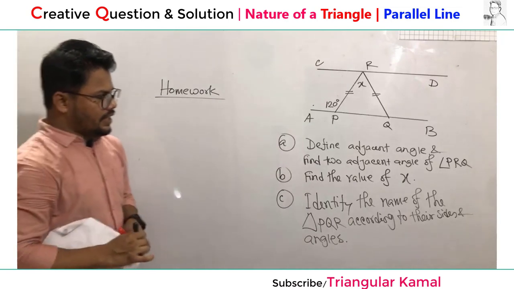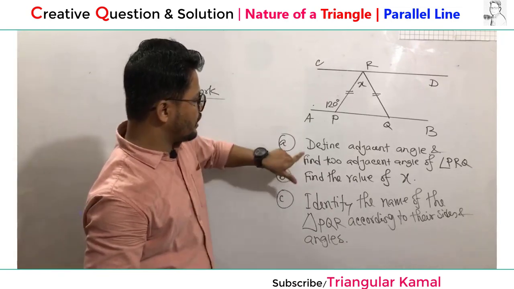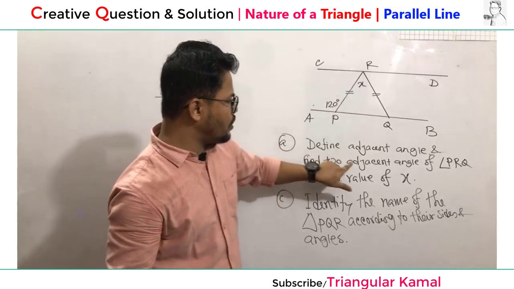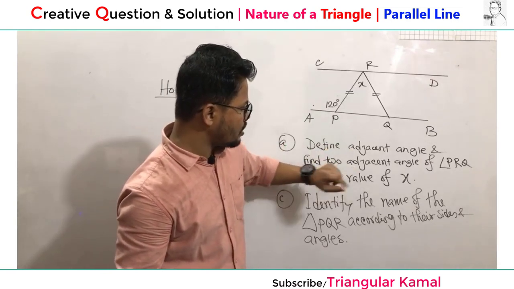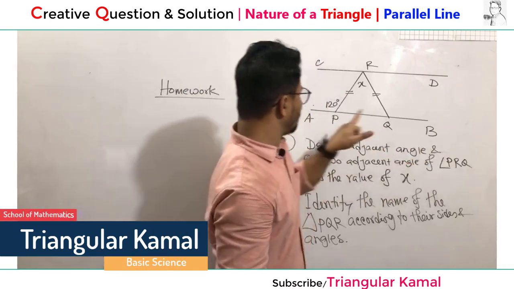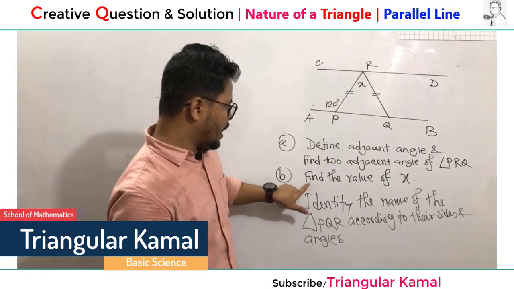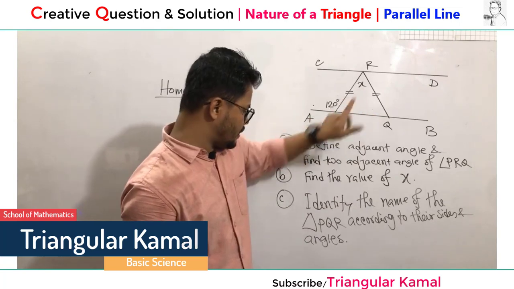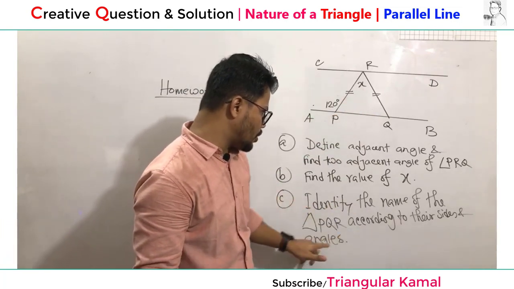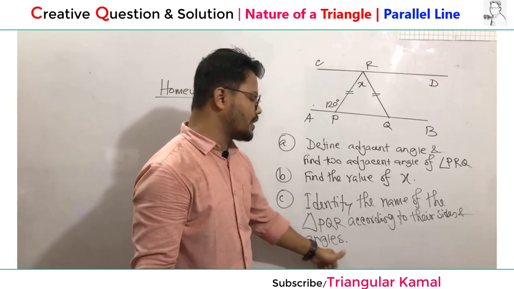So my dear students, this is your homework. Define adjacent angle and find two adjacent angles of PRQ and find the value of angle X. Identify the name of the triangle PQR according to its sides and angles.